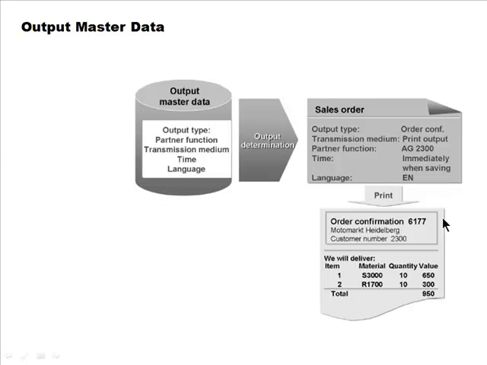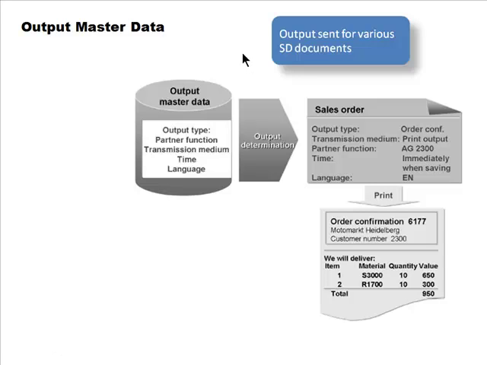Okay, output master data, we already spoke about this briefly. It determines what mechanism is going to be used to send the output of a particular sales and distribution document. It uses the so-called condition technique, which means the condition is defined by all of these things. What is the output type? In this example, you see the output type is order confirmation. Another thing could be a delivery document, where you're informing them that a delivery is going to be coming, things like that. So the output type defines what it is that you're sending to them.